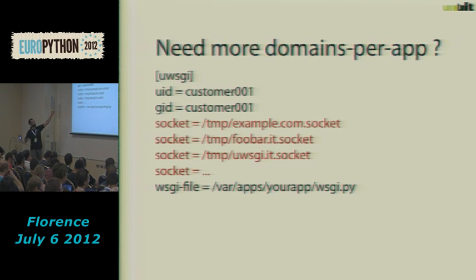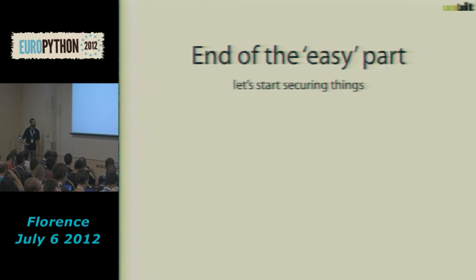We simply add more socket options. That specific app for that specific customer will respond to 3 different domains. This part is done. Now we need to secure that app.